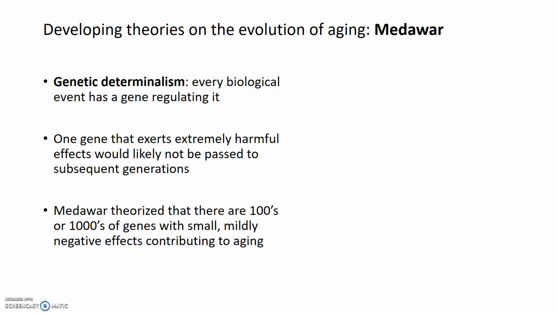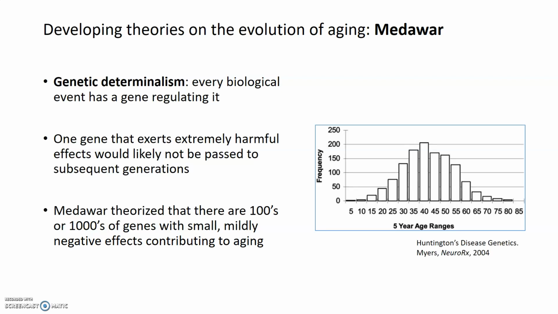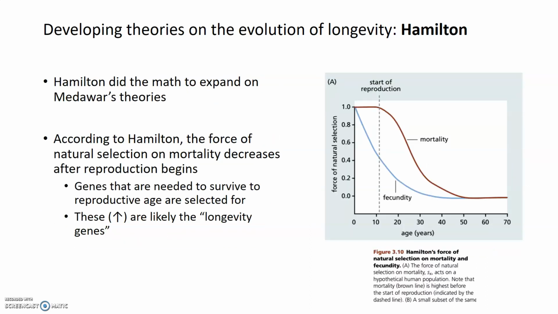And so that idea of mutation accumulation comes into play when Medawar theorized that there's not just one aging gene, but either hundreds or even thousands of genes that contribute in a small, mild, but negative way to aging. And he based some of this on Huntington's disease and how Huntington's pathogenesis works, which you can read more about in your book. And so Medawar has this idea that the force of natural selection declines with age.